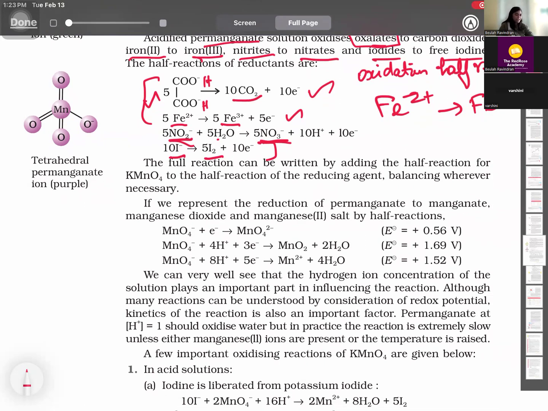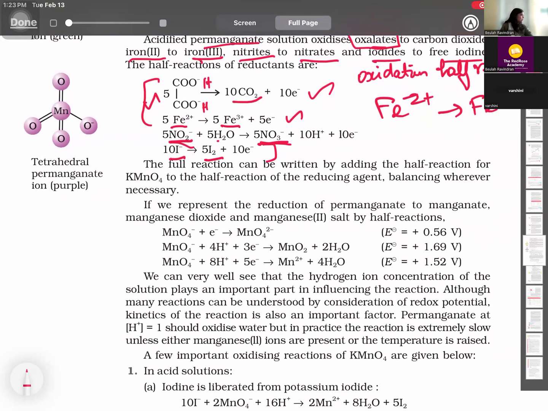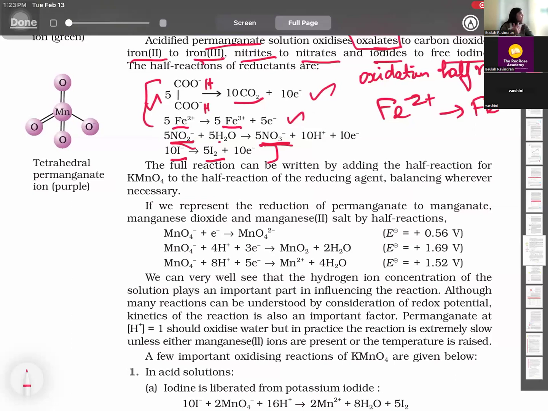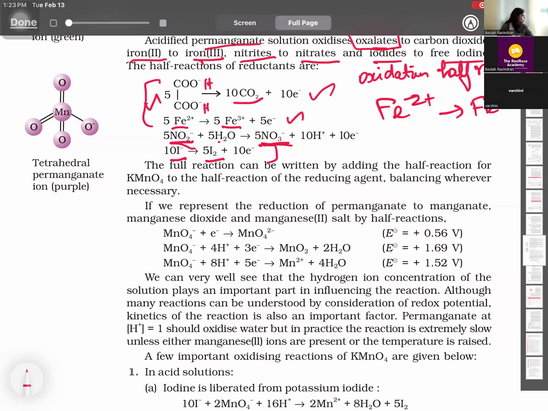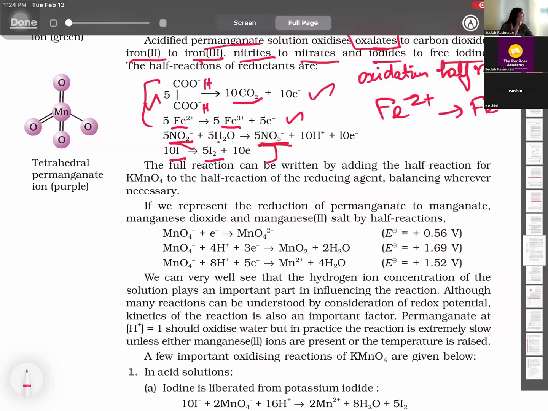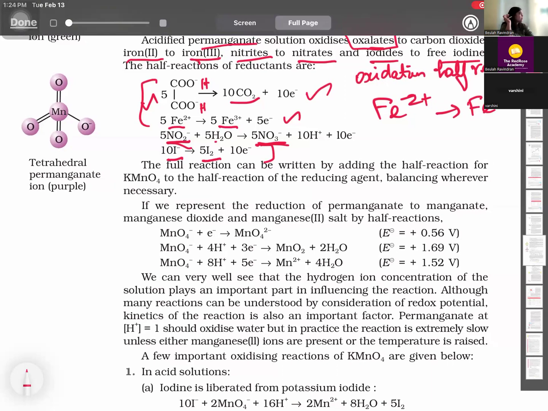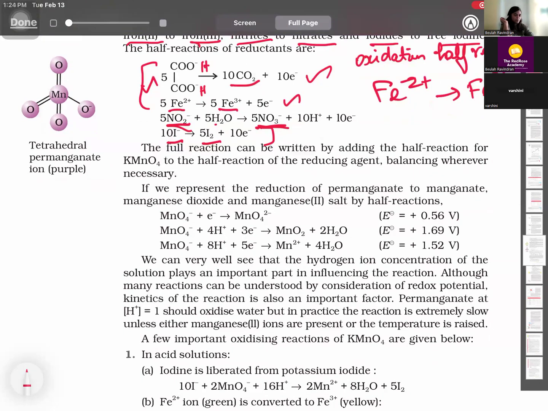As you know, the full reaction can be written by adding the half reactions for KMnO4. As I've taught you with potassium dichromate, you add the half reactions, then you know the full reaction. And then you must know how to write the ionic equation also. Take it as an assignment: write all these reactions in full form and then sum them.